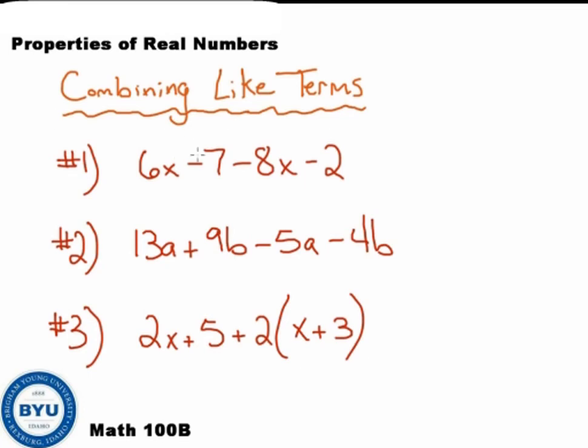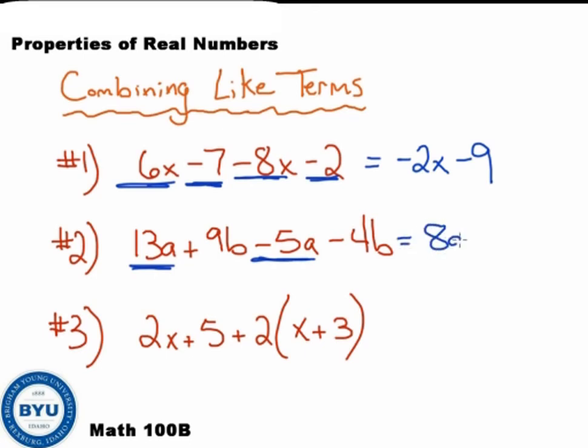Okay, time to check. Here we go. We've got 6x minus 8x. Now, that's 6 minus 8, so that's going to leave us with a negative 2x. Here we have negative 7 minus 2. That's minus 9, so that's what you should have worked out there for the first one. Here we've got a's and b's, so we're going to combine our a's. 13a minus 5a leaves us with 8a left. Here we have 9b minus 4b. That leaves us with 5b left.